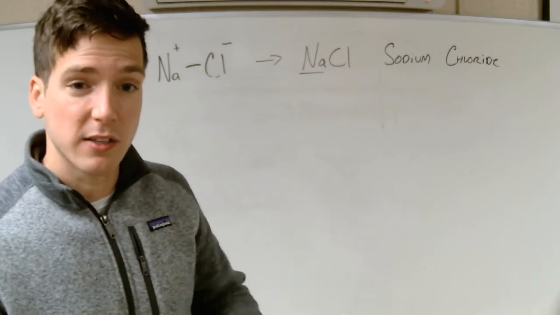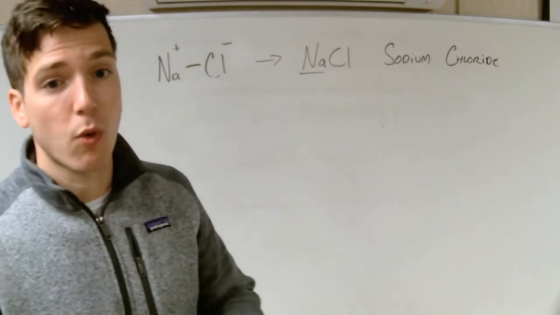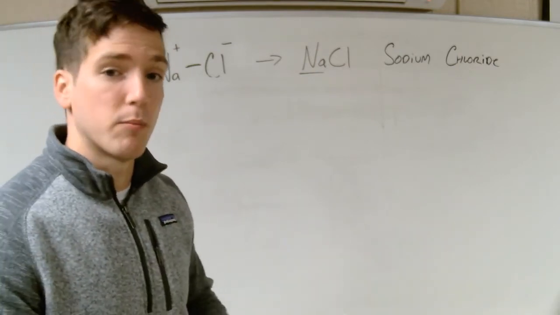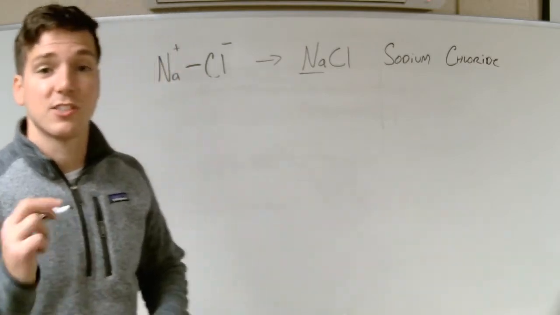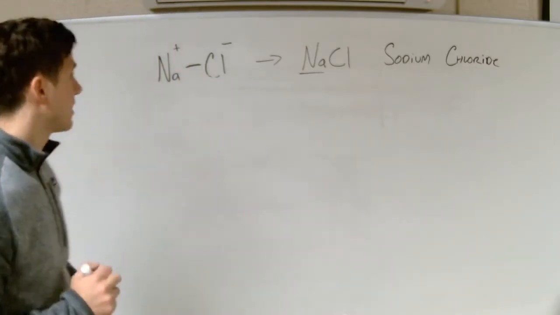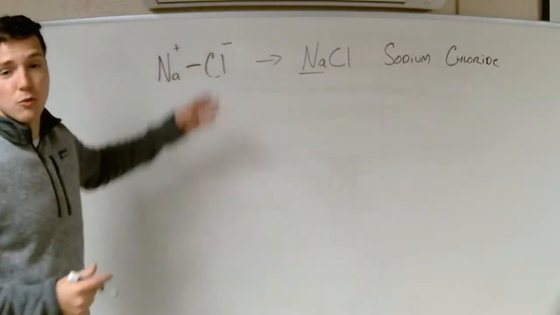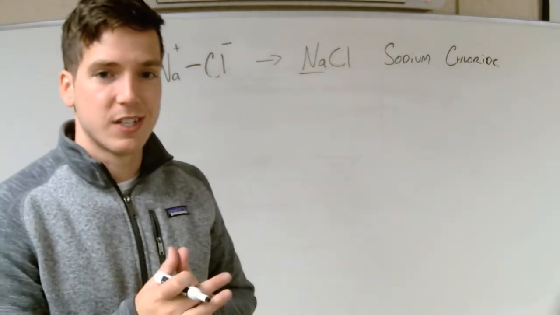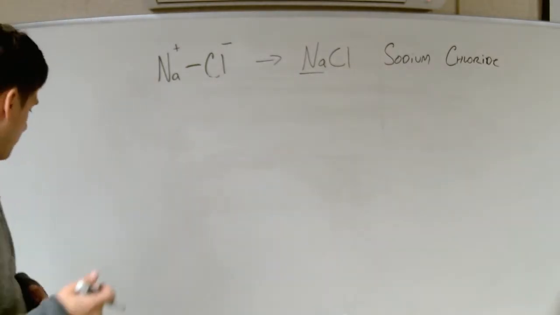Oxygen would become oxide. Fluorine would become fluoride. Bromine would become bromide, and so on and so forth. And that's just for the second element. So that's a real easy one. It was a +1, -1 charge. They're just bonding together to make sodium chloride.